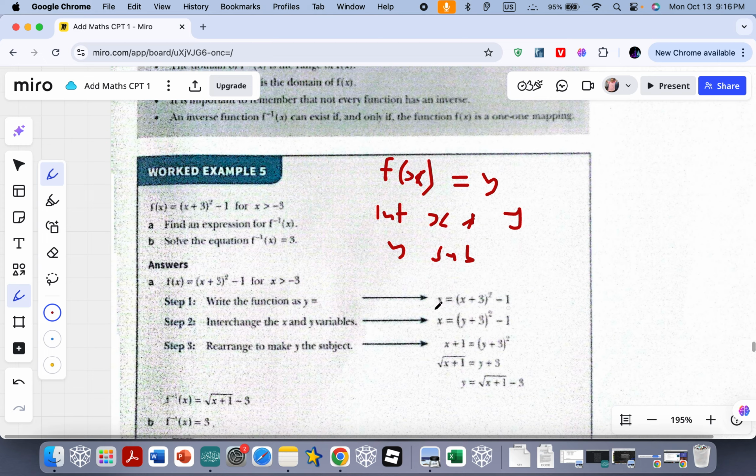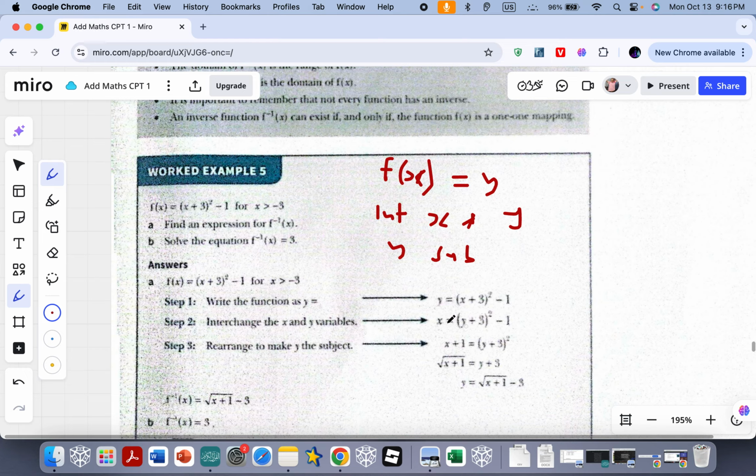That's the first step. The next step, interchange the position of x and y. You see here that y is on the left, I will write x here. Equal to, in place of x here, I put y. Interchange their position. Switch their position.